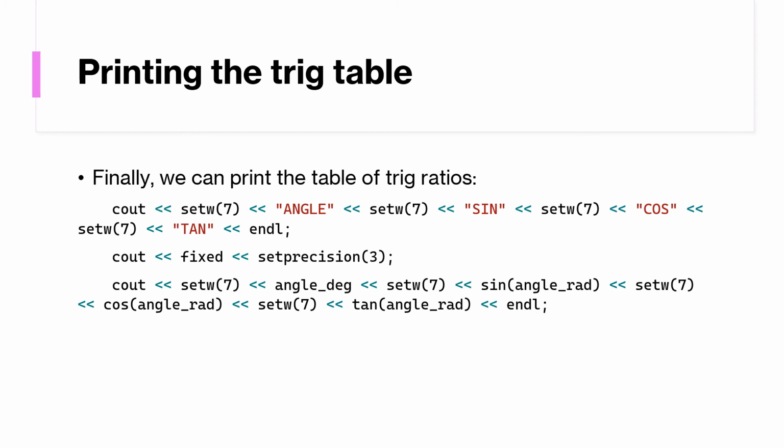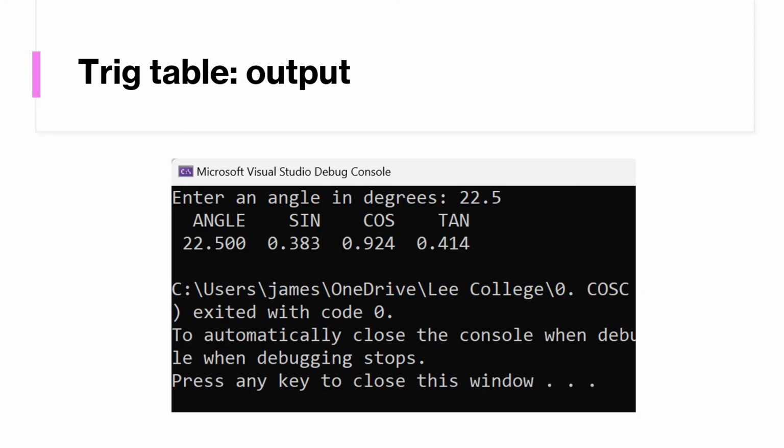Then I'm going to cout set width 7 angle degree. Okay, then set width 7 sine of angle rad. Notice that I'm printing the angle in degrees, but I'm using the angle in radians to pass to all of the trig functions. So I'm going to call sine and then cos and then tan. Okay, and here's what our output from the trig table looks like. I typed in an angle 22.5. We get that the sine is 0.383, the cosine is 0.924, and the tangent is 0.414.